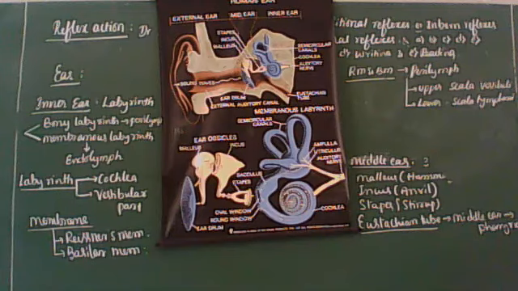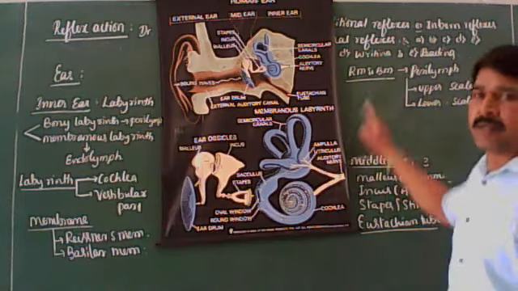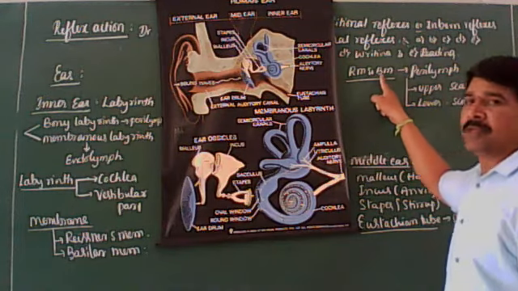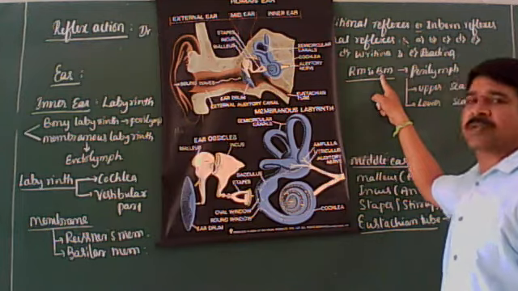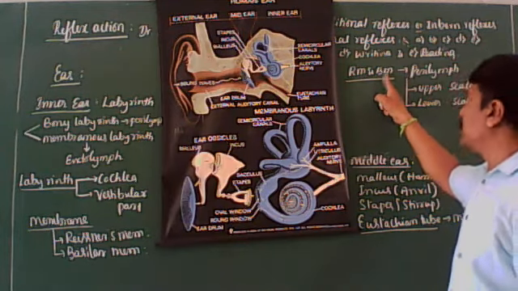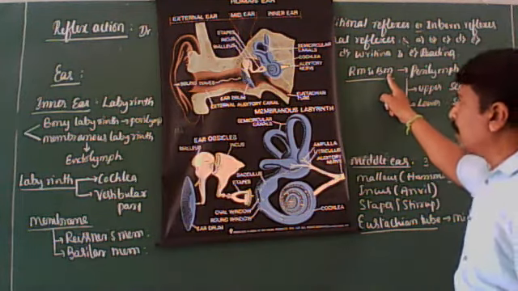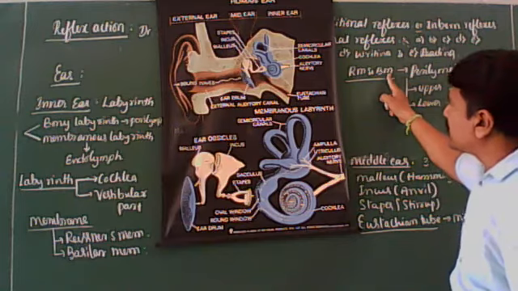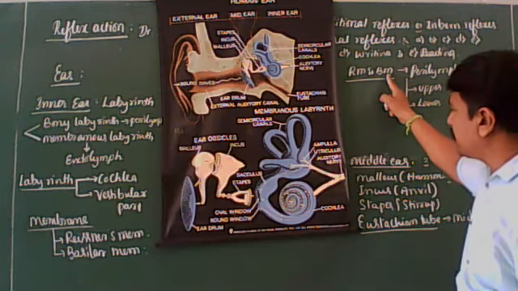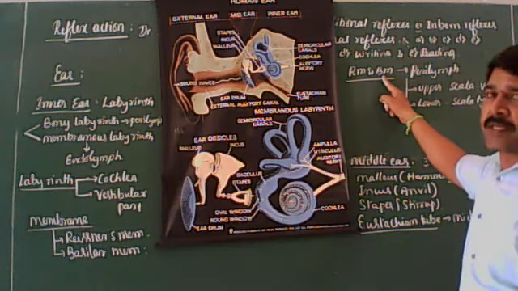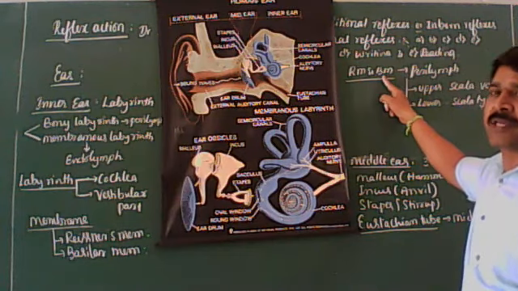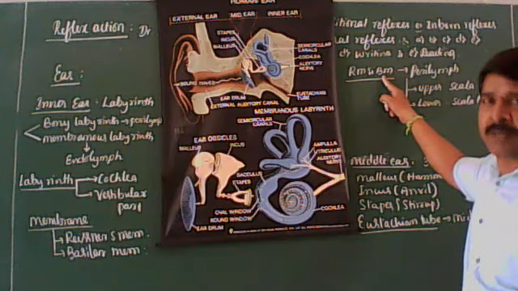Next one. The organ of Corti is a structure present on the basilar membrane. These organs of Corti have the hair cells which act as auditory receptors.